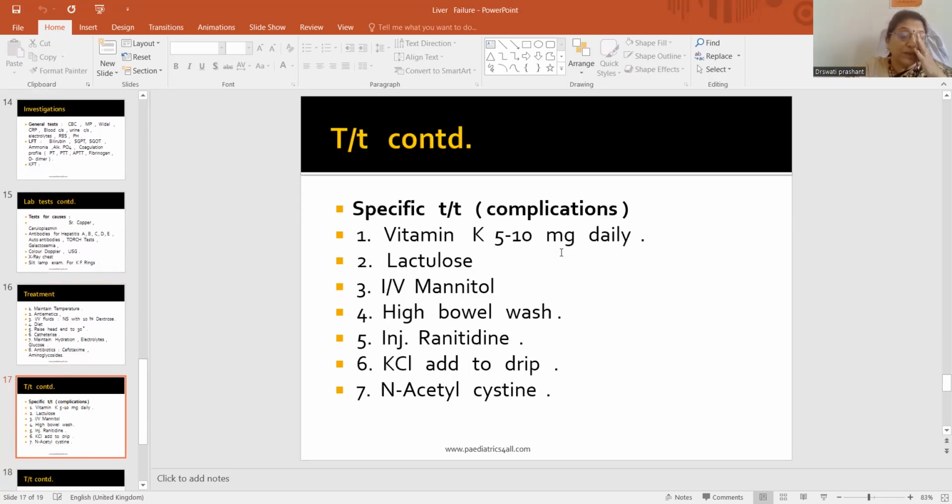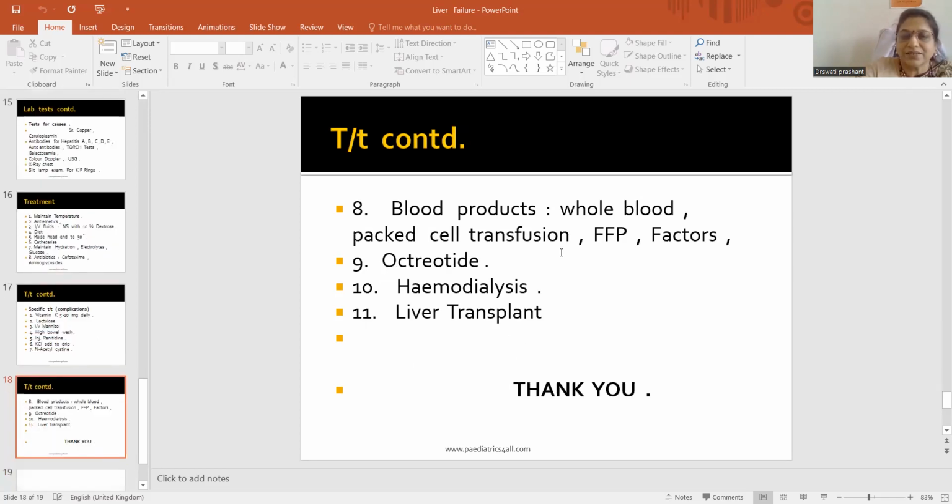Specific treatment for complications: we have to give vitamin K, lactulose, IV mannitol if the patient is going into coma, high bowel wash, injection ranitidine, add potassium to the drip, and acetylcysteine for overdoses. And blood products as and when required, octreotide if there is bleeding, hemodialysis if there is a renal failure, and the ultimate answer for any chronic liver failure cause is liver transplant.